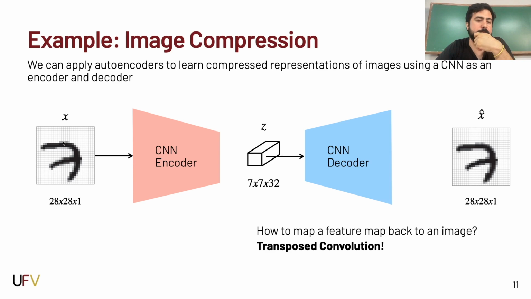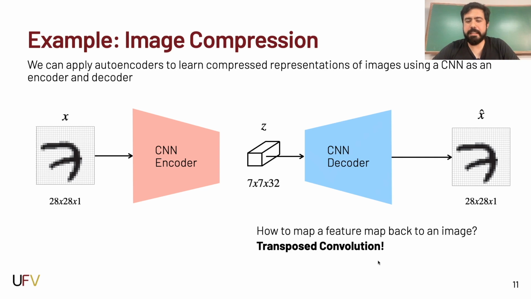We started with a 28 by 28 by 1, and you could just get to a 7 by 7 by 32. But then you could have a decoder that also uses a CNN somehow to map this feature map Z back to an image. Okay?